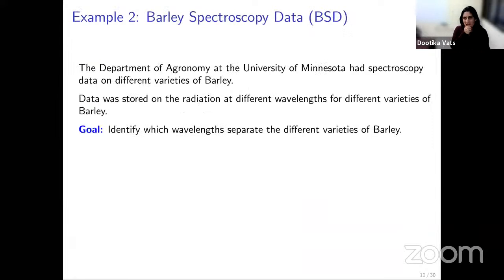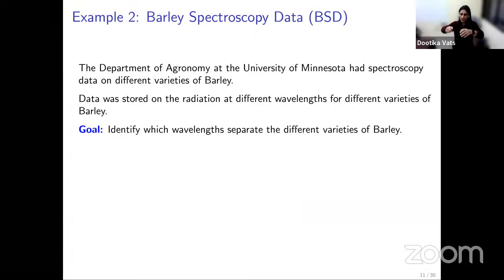Okay, this is another example. This example is talking about a very, very different example. It's from agriculture, okay? So the goal in this study was that there was a group, a department of agronomy or agriculture at Minnesota, where I did my PhD, had a bunch of data where they took a spectrometer, which is a device that measures spectral radiation from crops, okay?